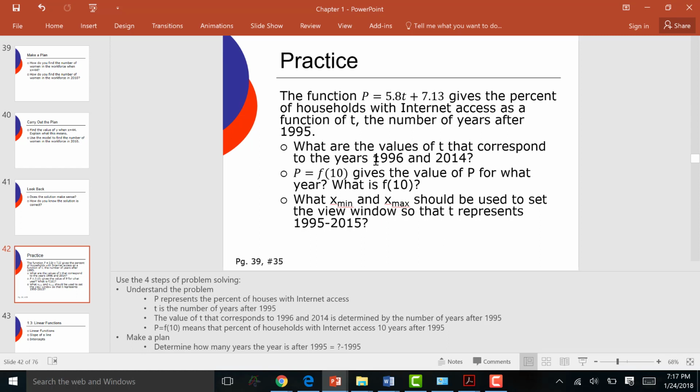Remember, we said T is the number of years. The only thing this is telling you is that these numbers only represent the number of years after 1995. This is 1 year after 1995, this is 2 years after 1995, this is 3 years after 1995. You see what I'm saying? There's a year that's going to correspond with this. 3 years after 1995 is what?